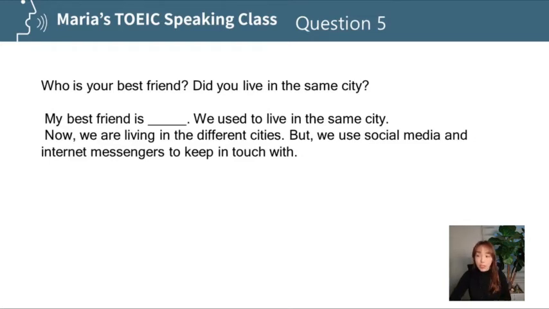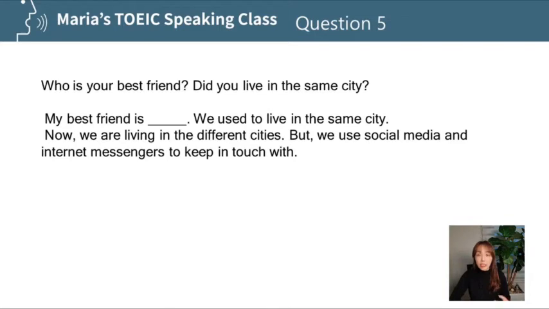Who is your best friend? Did you live in the same city? 제일 친한 친구 누구예요? 같은 도시에 살았나요? My best friend is 민수, 영희, 진희 이름 얘기하시고요. 자, we lived. 같은 도시에 살았다 이렇게 바로 하셔도 되고 저는 같은 도시에 살곤 했었다. 지금은 같이 안 살아요. We used to live in the same city. 이렇게 표현해 볼 거고요. 지금은 다른 도시에 삽니다. Now we are living in the different cities.